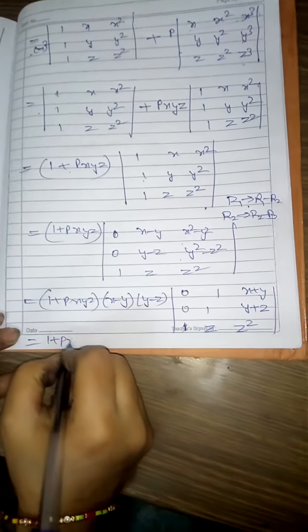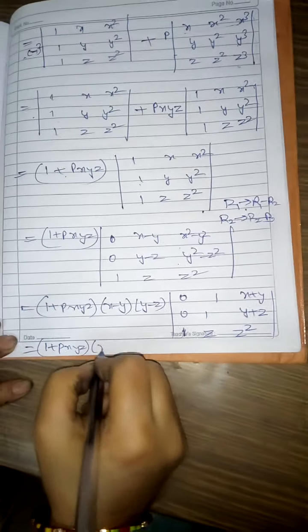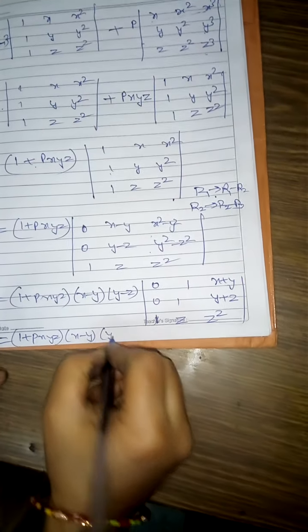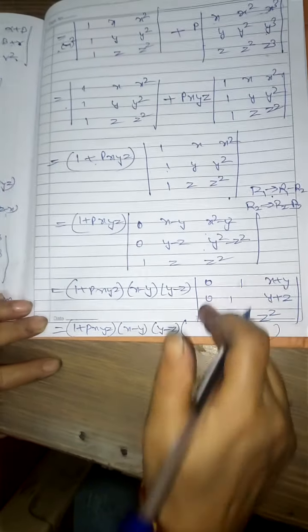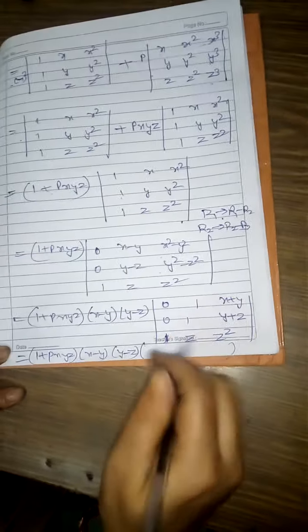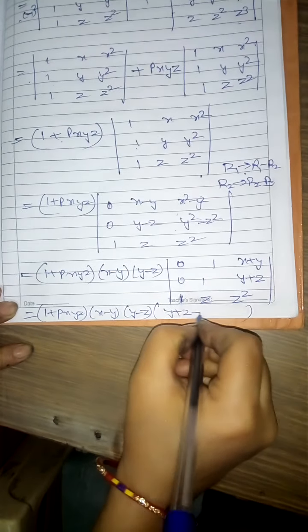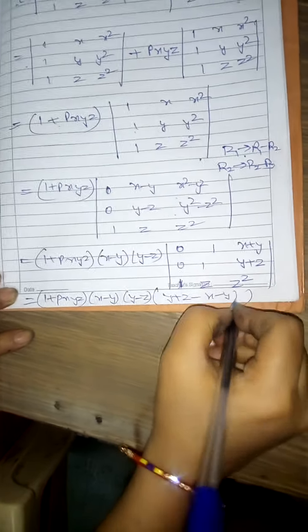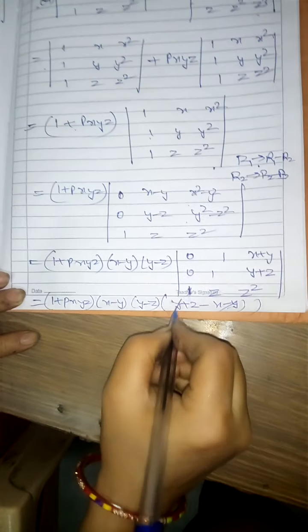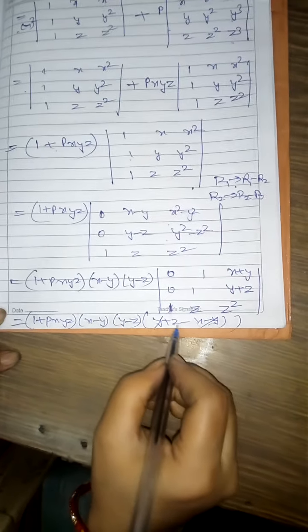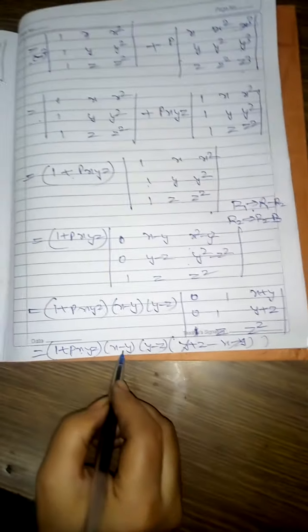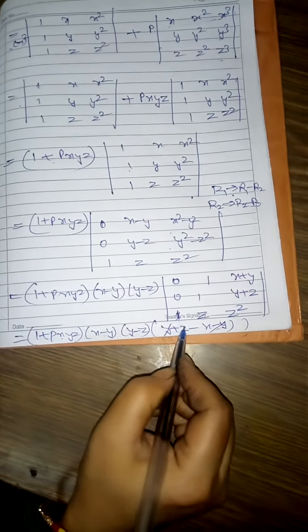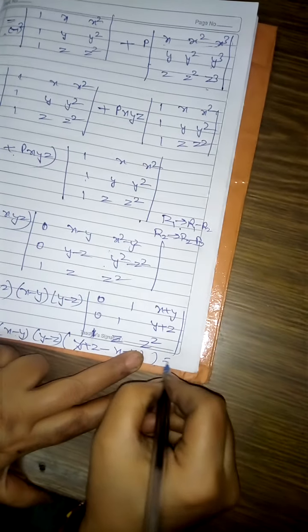1 plus p of x, y, z and x minus y into y minus z. After opening this determinant by C1, leave this row and column. What is coming here? y plus z minus x minus y. So minus y plus y cancel. What is left? z minus x, and that is RHS. 1 plus p x, y, z, x minus y, y minus z, and z minus x is coming. That is equal to RHS. Hence proved. Now our 12th question is verified.